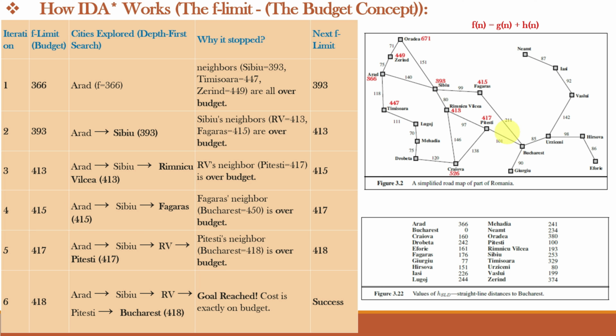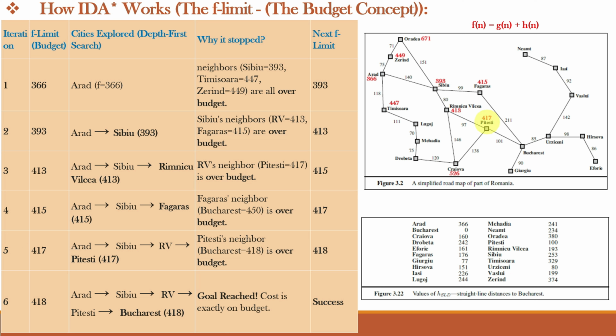But it cannot go ahead because it will reach Bucharest at 450 kilometers, which is much larger. So it will come back from Făgăraș to CBU. From CBU it will go to Râmnicu-Vilcea, which is at 413 kilometers, and the next two options it has are Pitești at 417 kilometers and Craiova at 526 kilometers. So the next cheapest option is Pitești at 417 kilometers. So in iteration 5 it sets the F limit budget to 417 kilometers.